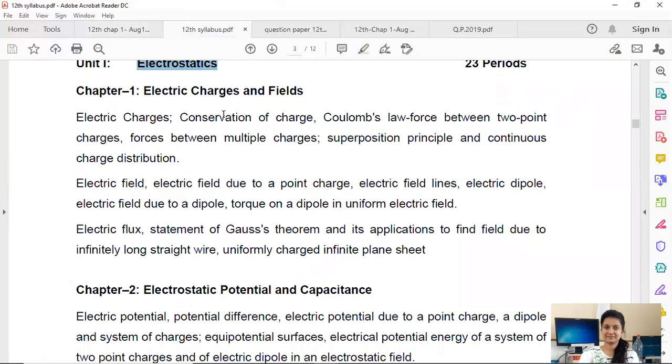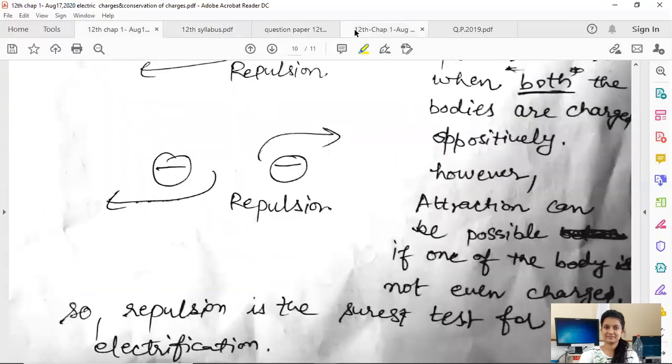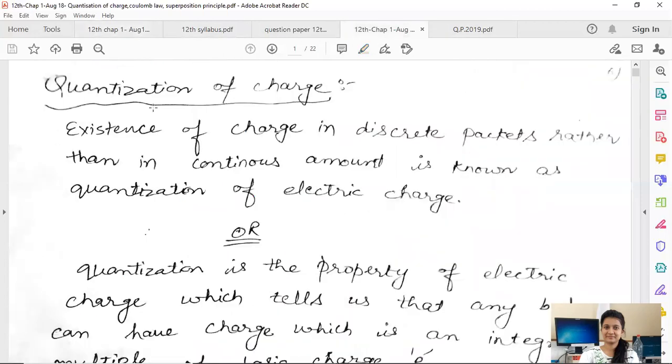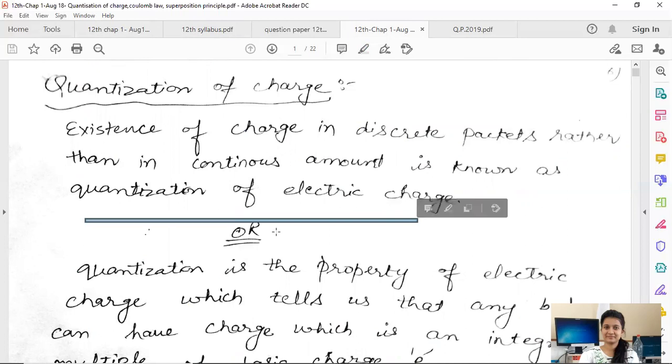Now, the next topic is conservation of charges. In the introduction part, you have understood the concept of electric charges. The next is conservation of charge. What is conservation of charge? Let's start with the quantization of charge. According to quantization of charge, the existence of charge in discrete packets rather than in continuous amount is known as quantization of electric charge.